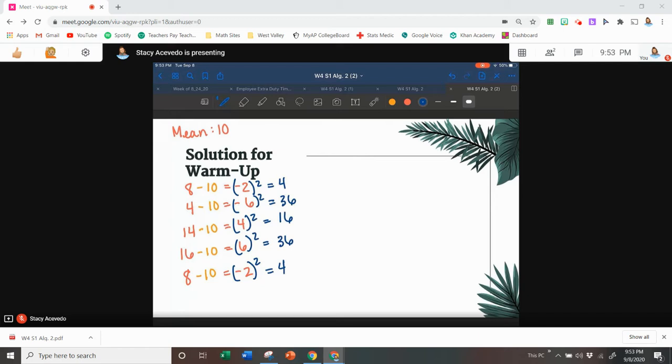Now we want to find the average of 4 plus 36 plus 16 plus 36 plus 4. Divide by how many there are. There are 1, 2, 3, 4, 5 values in this data set. You should get 96 out of 5, which is 19.2. So this isn't our standard deviation yet. Don't forget, we need to square root this value.